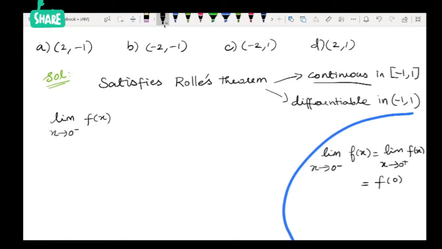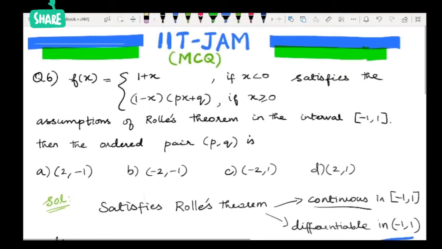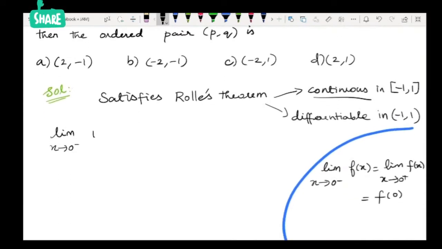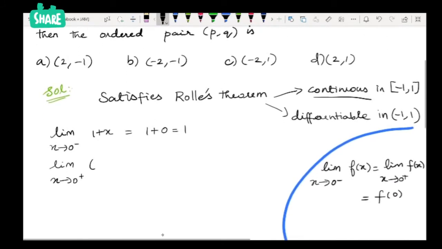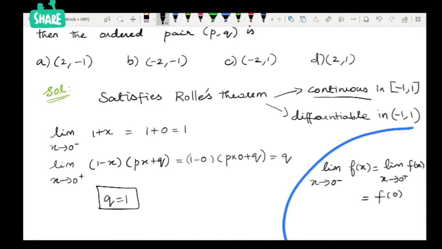Limit x tends to 0 minus f of x: when the value is on the left hand side, which is less than 0, the function is given to be 1 plus x, and applying the limit value we get 1. The right limit, when x tends to 0 plus, the function is given to be 1 minus x times px plus q. Applying the limit value we get 1 minus 0 times p into 0 plus q, so that will be q, and it should be equal, right? So we get q equal to 1.